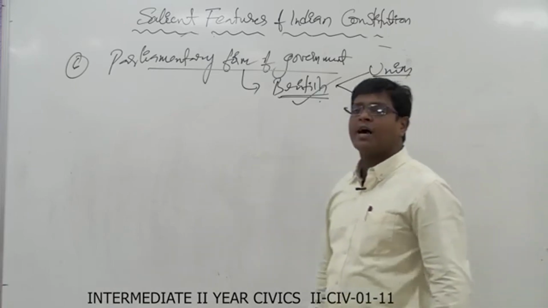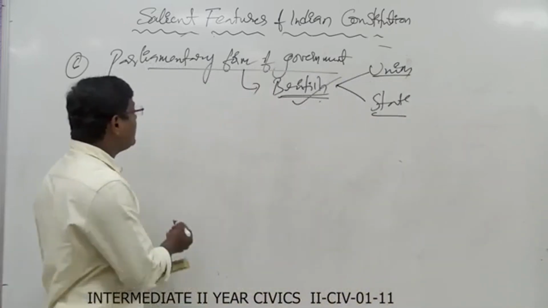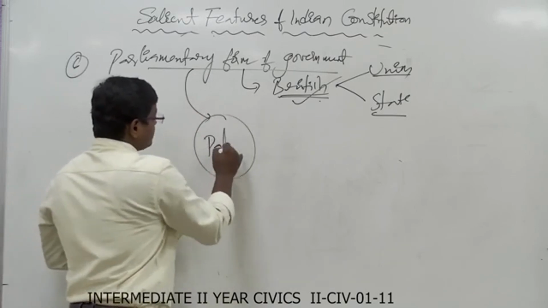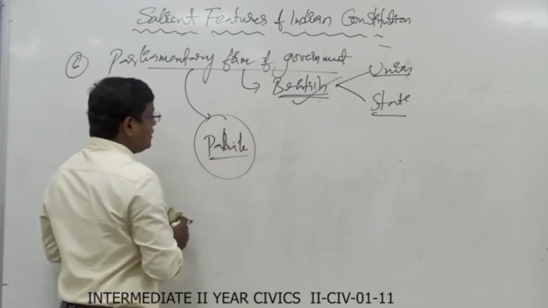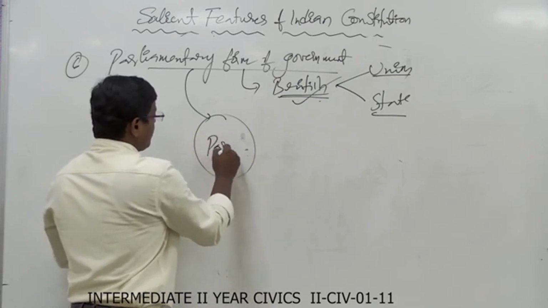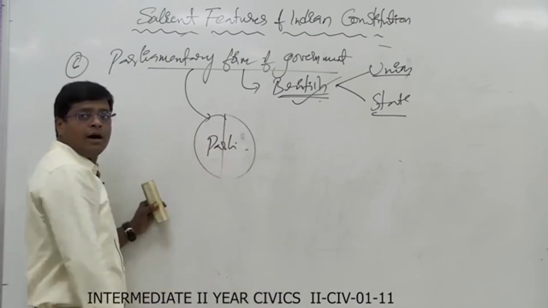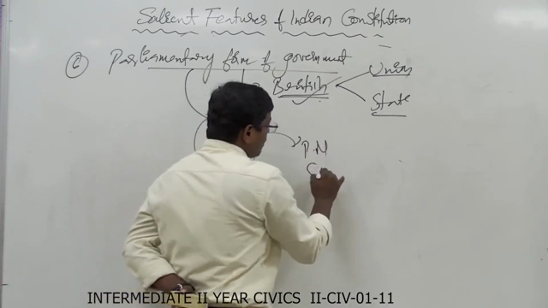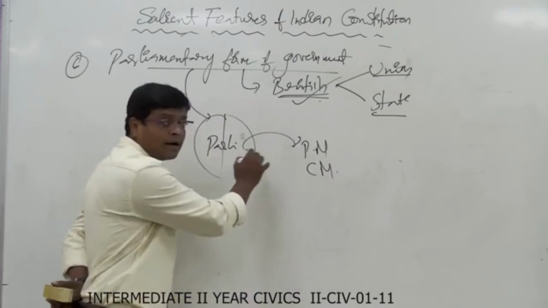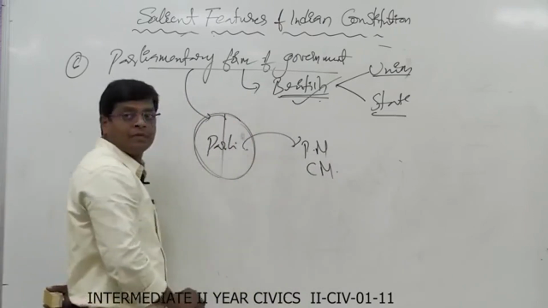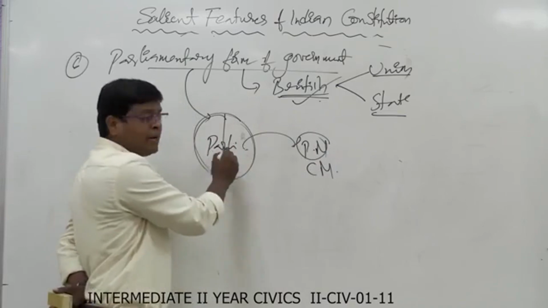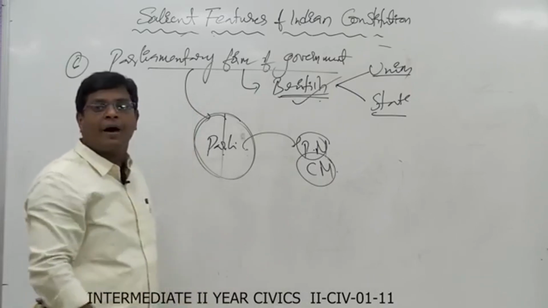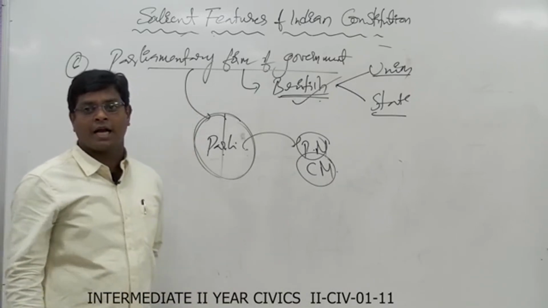What is meant by parliamentary form of government? The government which is derived from the parliament. For example, this is called parliament, and there are both houses, Lok Sabha and Rajya Sabha. The government which is headed by the Prime Minister and the Council of Ministers all come from parliament only. The Prime Minister is a member of parliament, and the Council of Ministers are also members of parliament. If the government is derived from the parliament, it is called the parliamentary form of government.